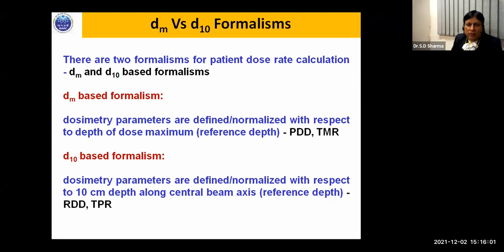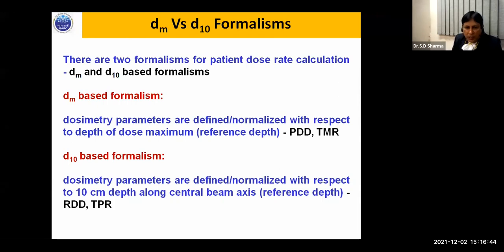For example, when we were using the depth of dose maximum based formalism, percentage depth dose, defined or normalized with respect to the depth of dose maximum, is a very popular relative dose parameter. Tissue maximum ratio is another parameter. Similarly, in case of the depth of 10 centimeter based formalism, the parameter equivalent to percentage depth dose is sometimes called normalized percentage depth dose, or more generally relative depth dose, then tissue phantom ratio. So I hope all of us are aware of the definitions of these parameters.